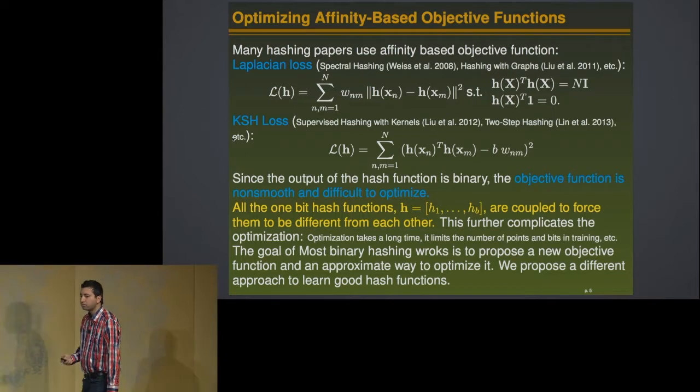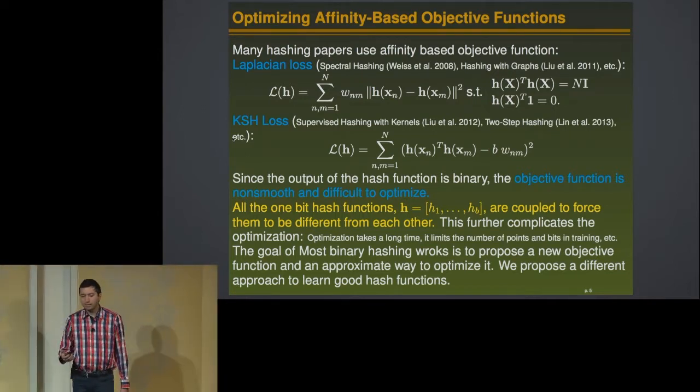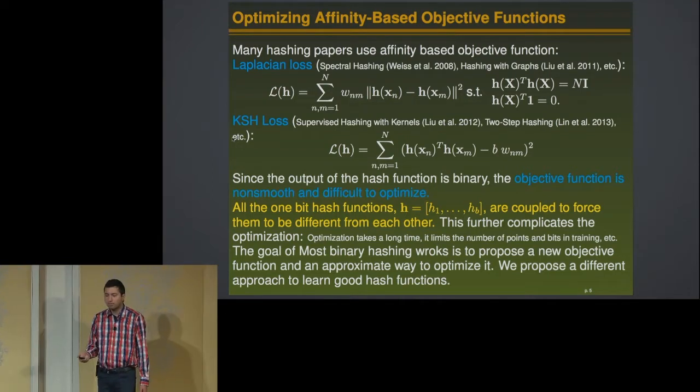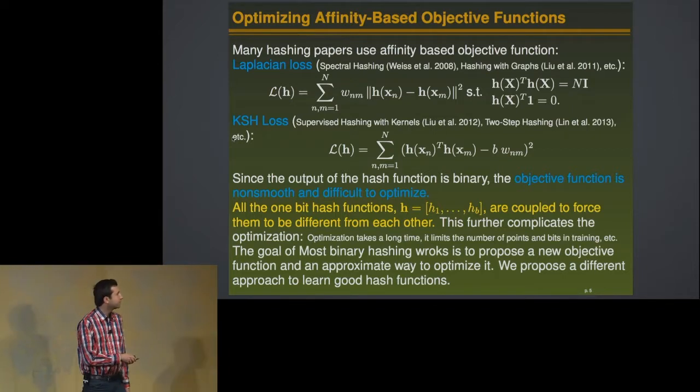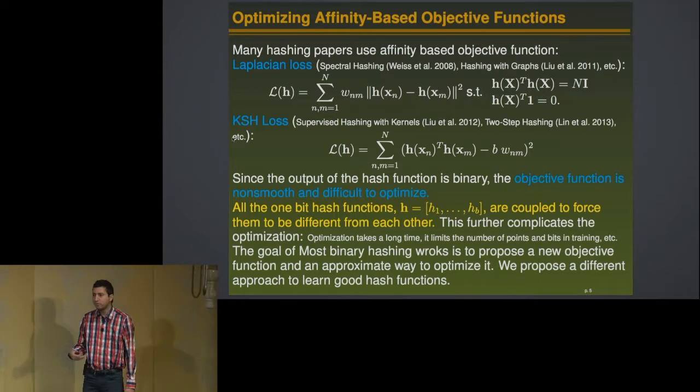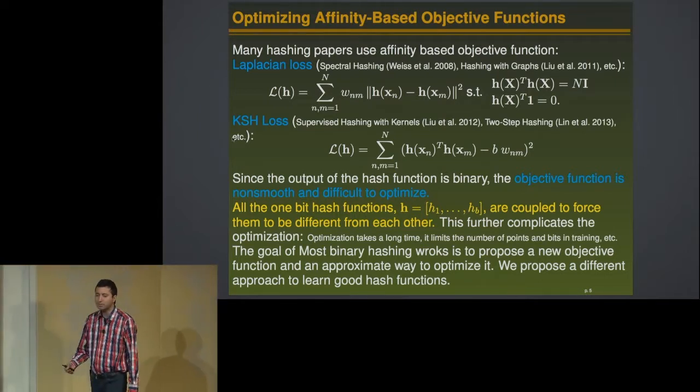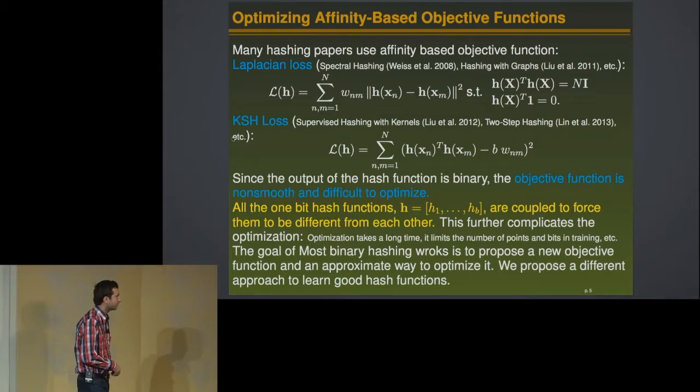Optimizing these objective functions is difficult because the output of the hash function is binary, so the function is non-smooth and we cannot take the derivative. Most hashing papers define the hash function as the concatenation of b 1-bit hash functions. So h is a concatenation of h1 to hb, and h1 to hb are 1-bit hash functions. You can see that these 1-bit hash functions are all coupled in both objective functions. Here they are coupled because of this orthogonality constraint. Here they are coupled because of the square terms that we have. Optimizing the objective function was difficult from the beginning, and when we have coupled hash functions, it becomes even more difficult.